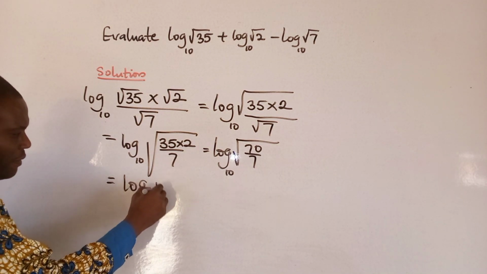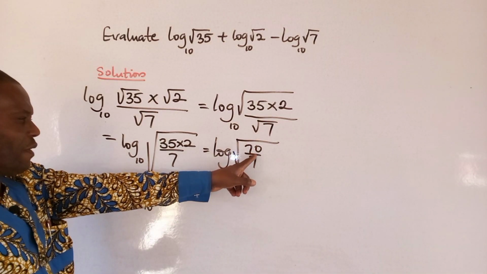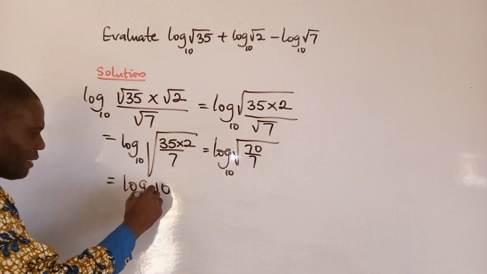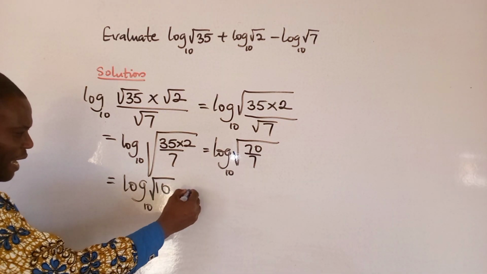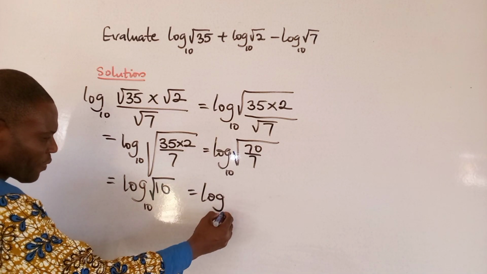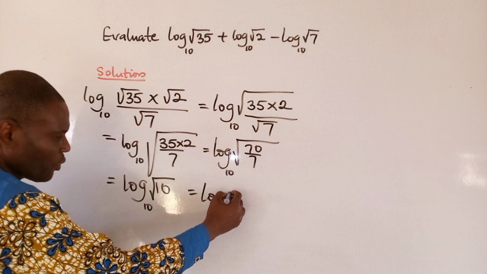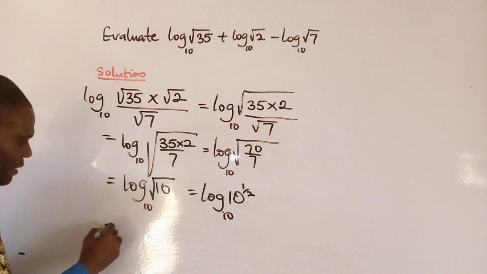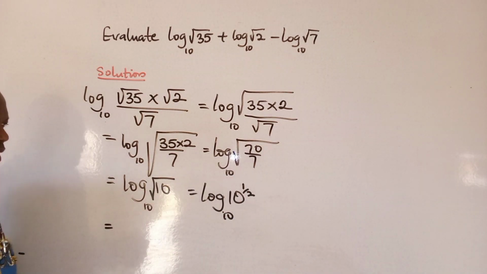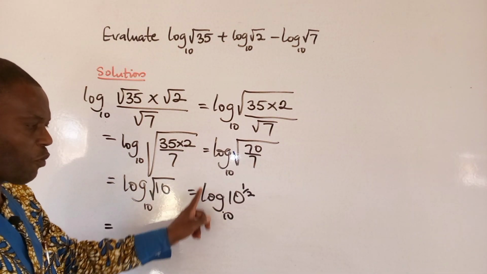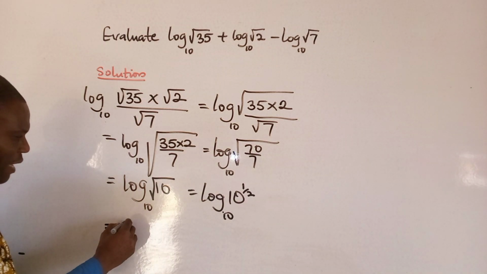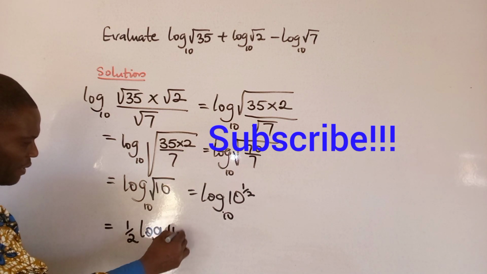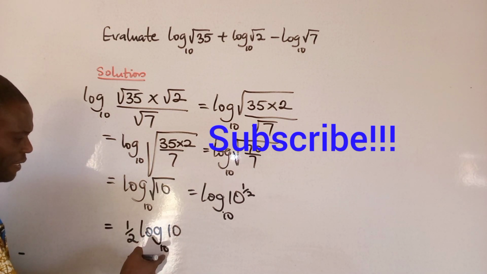10, because 70 divided by 7 will give us 10. Remember that this is also a square root, and this is equivalent to 10 raised to power half, base 10, and the rule says that the power will become the coefficient of the log, so we have half log 10 base 10.